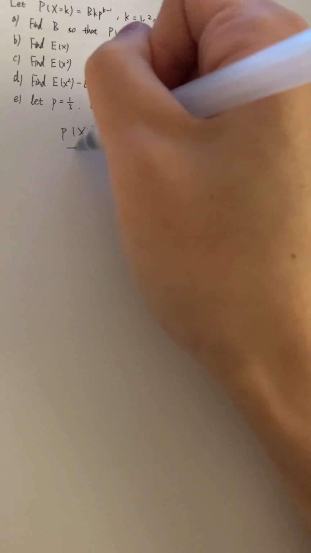probability mass function. So if P(X = k) is a probability mass function, it means that the summation over k from 1 to infinity of P(X = k) is equal to 1.